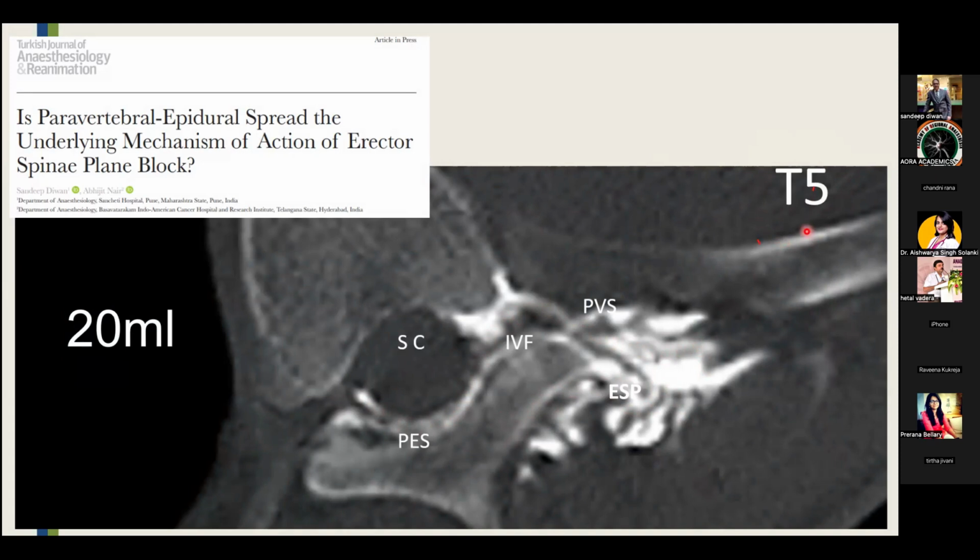Now, remember that at T5, you have a sort of deficient costotransverse ligament. And this is by embryology, where anatomically the costotransverse ligament at T4 and T5 is sometimes deficient. And this is an advantage where you place the needles at the erectospinal plane, where you can have the drug diffusing into the paravertebral and epidural space. That is a probability.